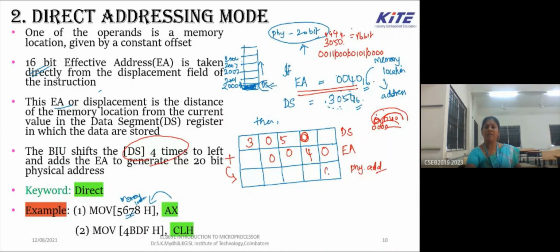So what will it be? 0 plus 4 is 4, then 5, 0, 3. So if I am taking it as 3050, it goes to the 30540 location, the physical address. Hence the content of AX, whatever is specified, will be moved to this physical address. Are you clear? That is why the direct addressing mode is a little bit tedious. So we have generated a 20-bit physical address. Shall I move on?